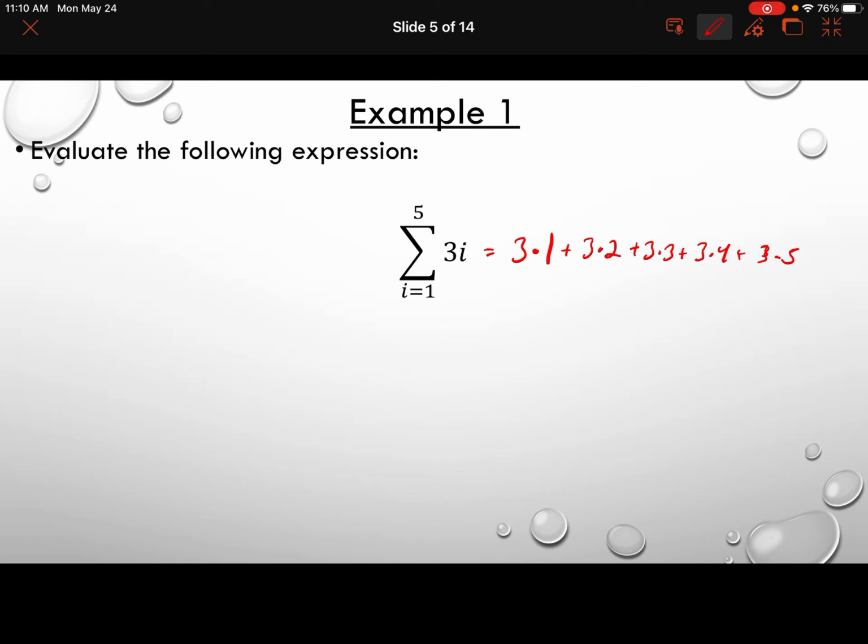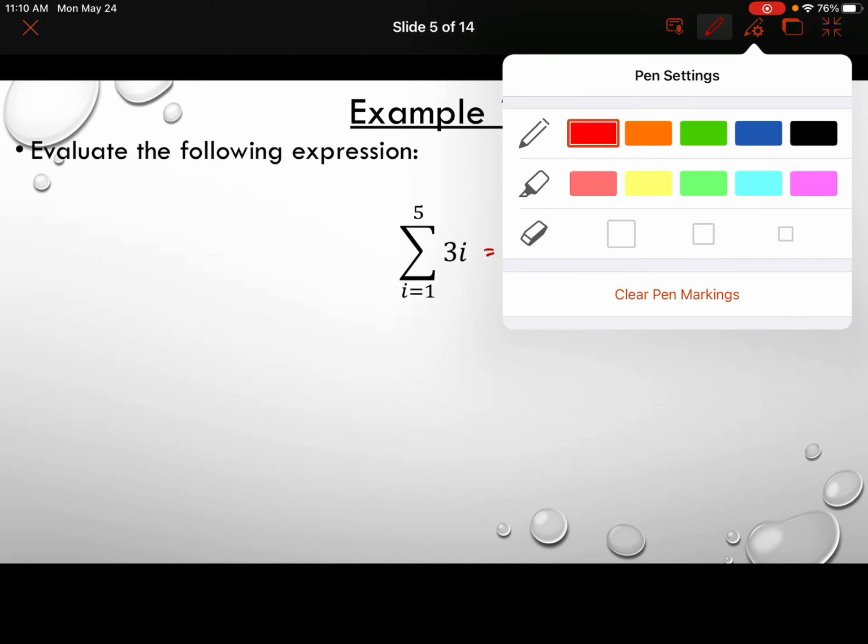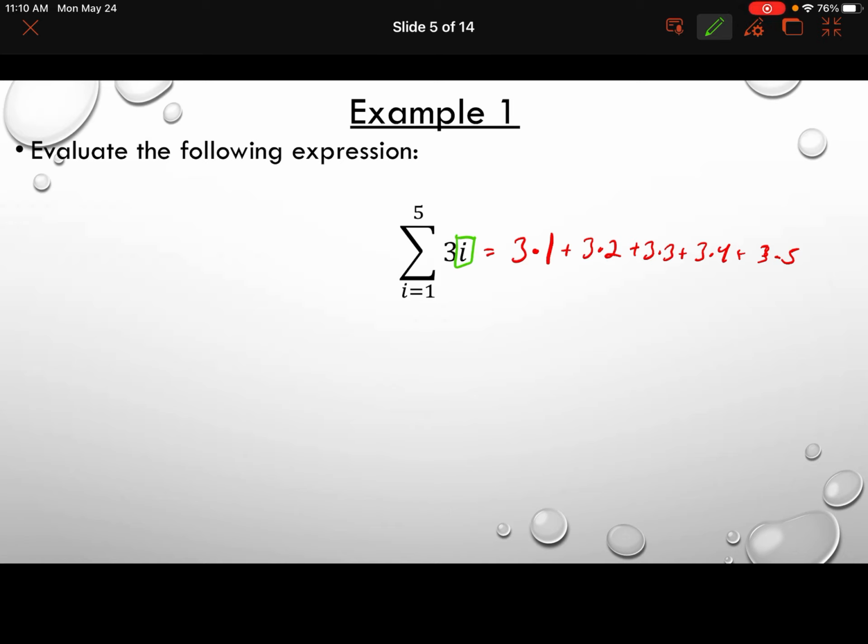Okay? So once again, as you can see here, the only thing that changed was the i value, which hopefully makes sense, because the i value is your variable. So that is the only thing that should be changing. The 3 in front should not change because it's just a 3. As you can see, the 3 in front was always there for each term. The only thing that changed was the i. i was 1, then it was 2, then 3, then 4, then 5. So once again, all the integers starting at 1 all the way up to 5. You have to make sure you do the integers in between as well.